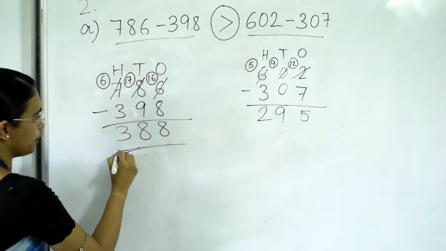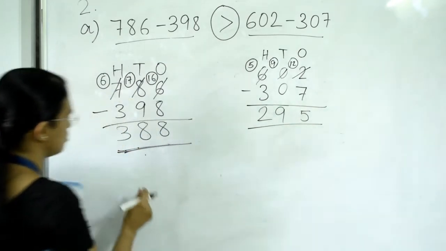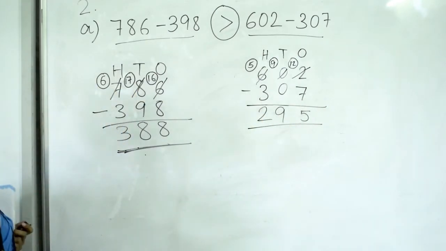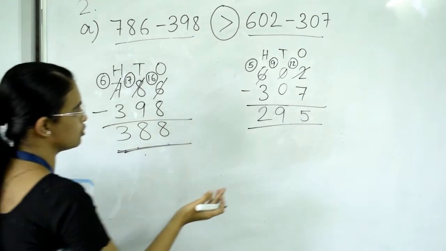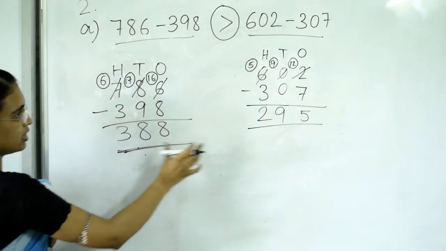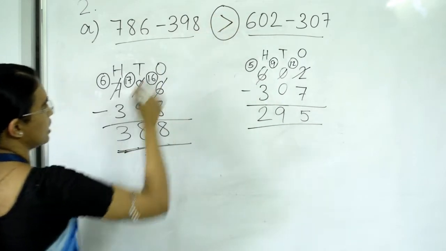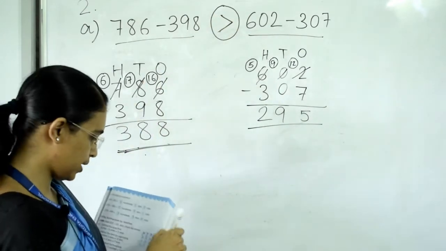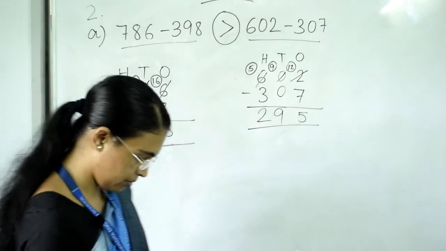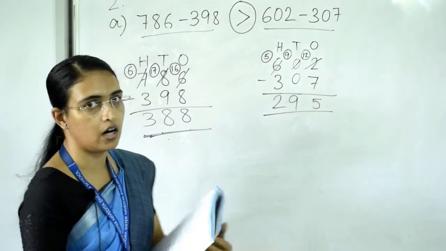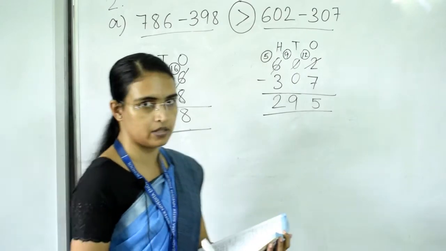So now compare this number with this number. Here we have 388 and here we have 295. So which one is greater? This one is greater than this one. So that's why we have to put the greater than sign. In this way solve question number B. This is your homework.